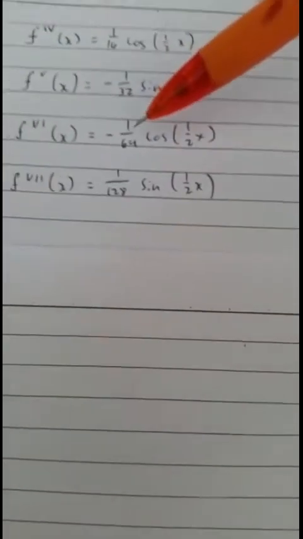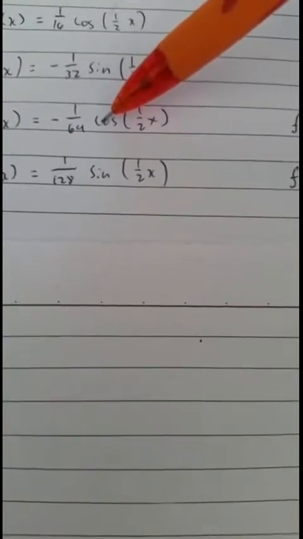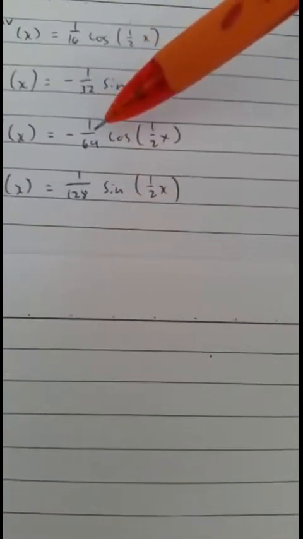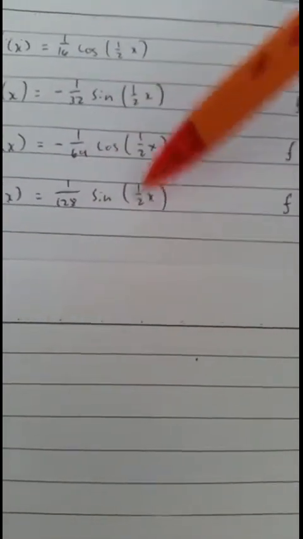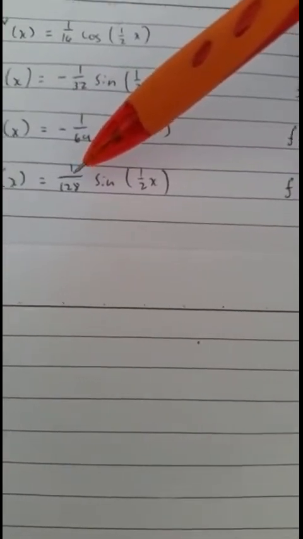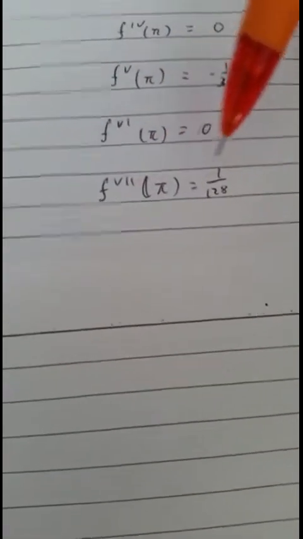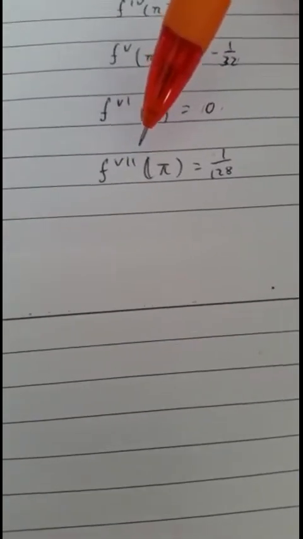Then for the 7th derivative, from cosine we will again change to sine, so it will be negative again, negative cosine. But since there's already a negative here, it cancels out, so it becomes a positive number. And the half stays the same, multiplied by 1 over 64 gives us 1 over 128. And the a value of this 7th derivative is 1 over 128 when pressed in the calculator, and x is equal to pi.